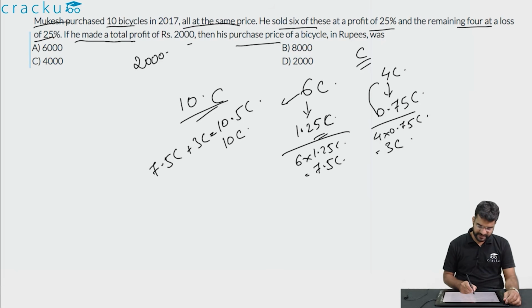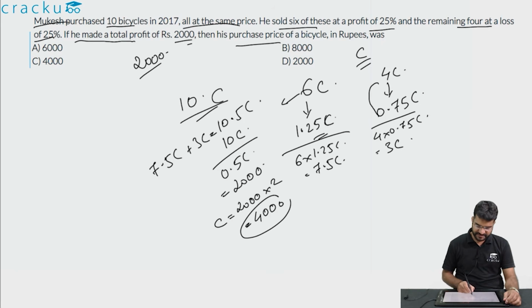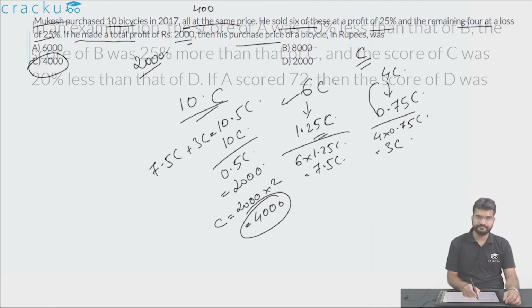But remember that initially he purchased all 10 bikes for 10C. So the profit that he makes will be 10.5C minus 10C, which is equal to 0.5C. We are told that this actually equals 2000 rupees. This is given to us. Therefore, the value of C will be 2000 into 2, which is equal to 4000. So the purchase price of each bicycle will be 4000 rupees. That is the answer.